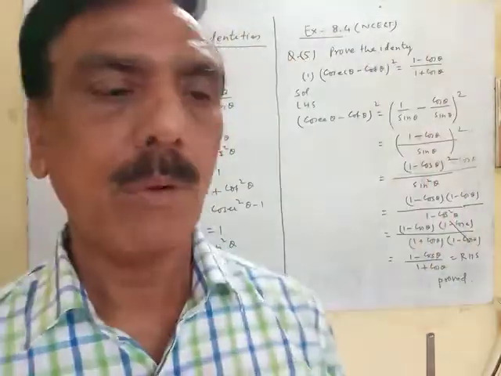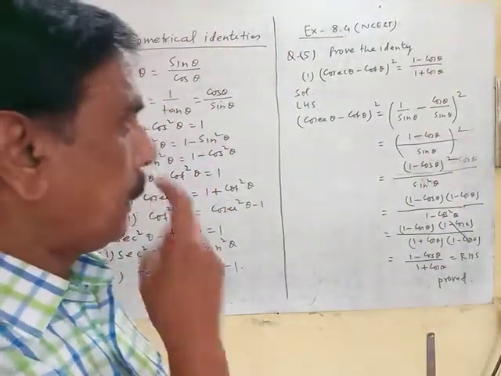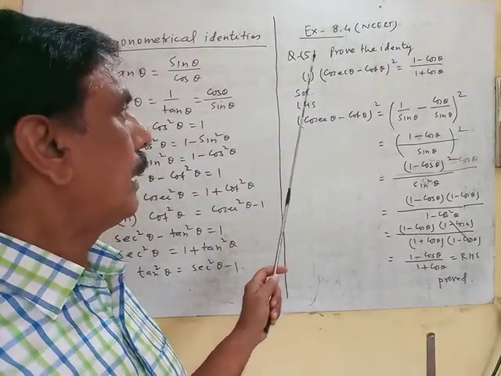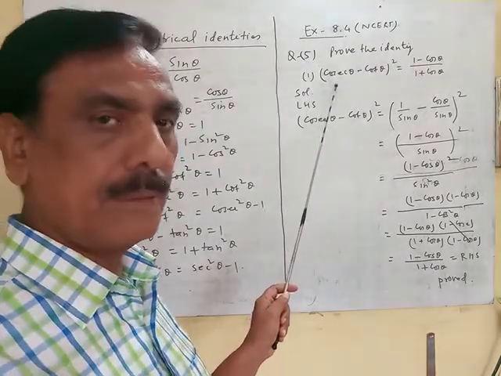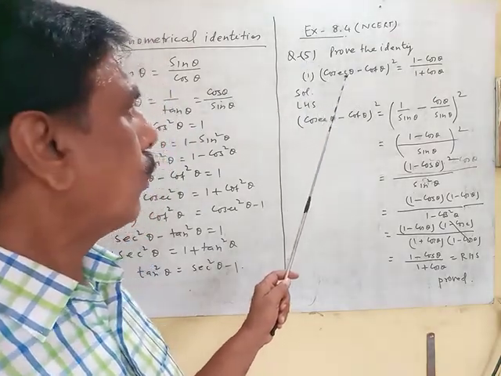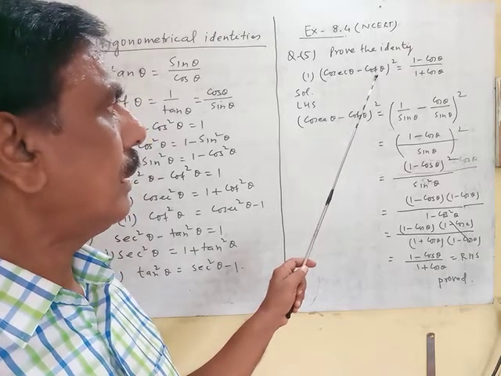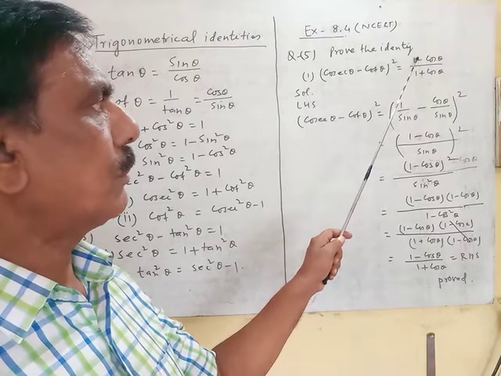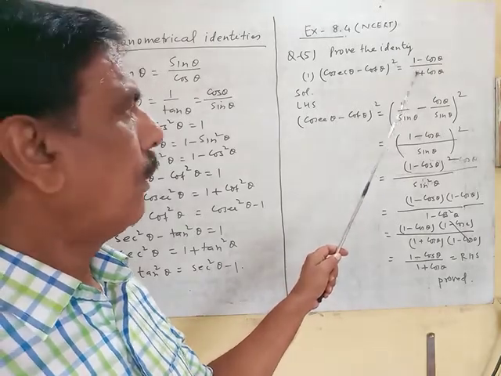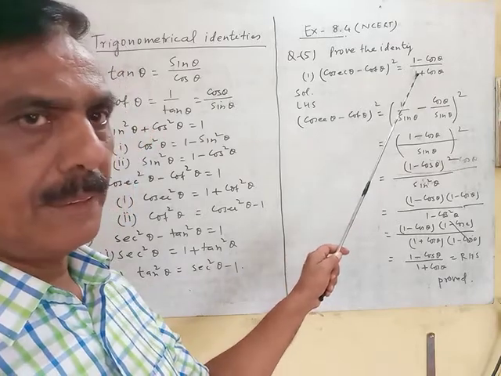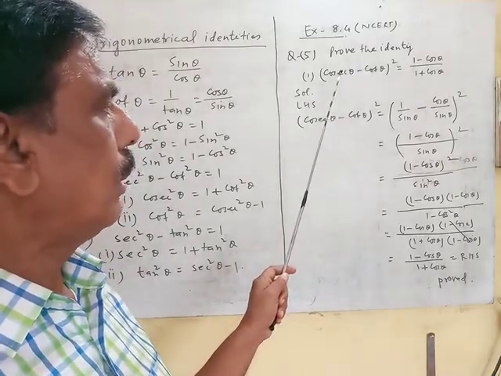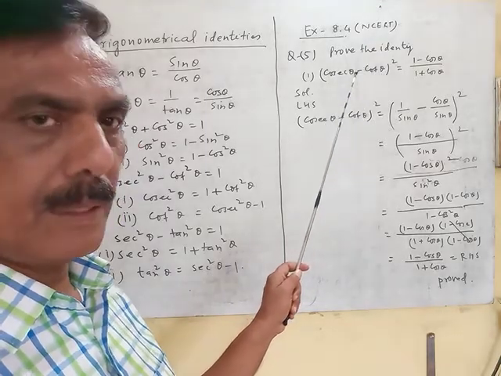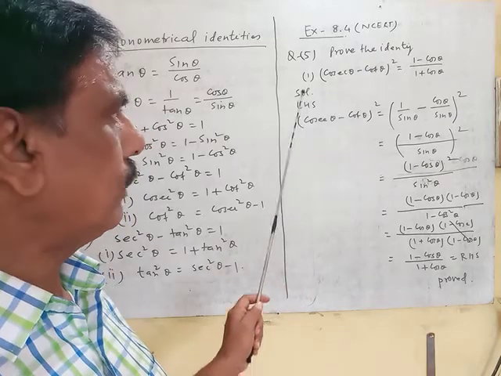Now one of the identities I have proved here. This is exercise 8.4 of NCERT, number 5, first subpart. The identity is (cosec theta minus cot theta) whole square is equal to (1 minus cos theta) by (1 plus cos theta). This is the left hand side, this is the right hand side. The left hand side is (cosec theta minus cot theta) whole square, so we'll start from here. So the LHS solution.